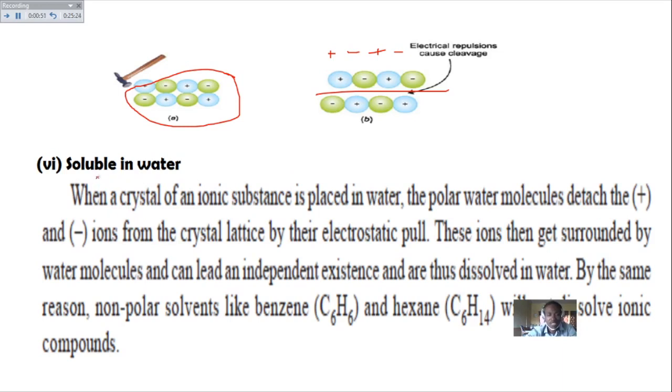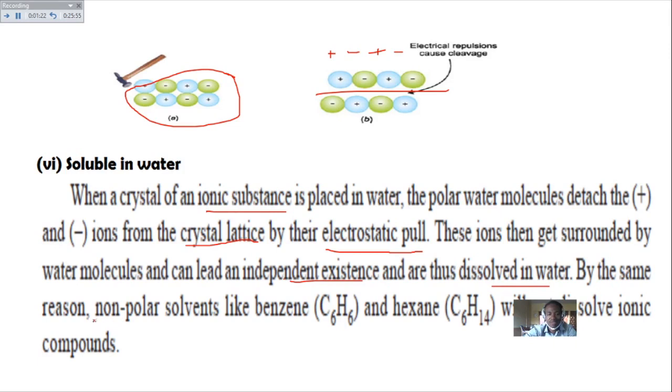Then let's talk about their solubility in water. We say they are soluble in water. When a crystal of an ionic substance is placed in water, the polar water molecules detach the ions from the crystal lattice by electrostatic pull. The ions are then surrounded by water molecules and can lead an independent existence, and thus dissolve in water.